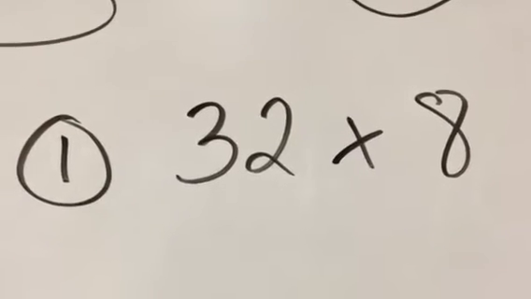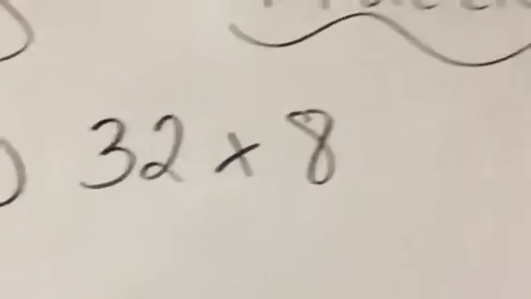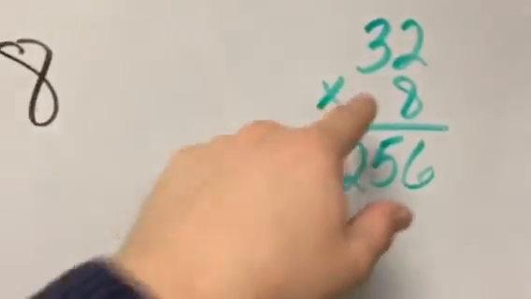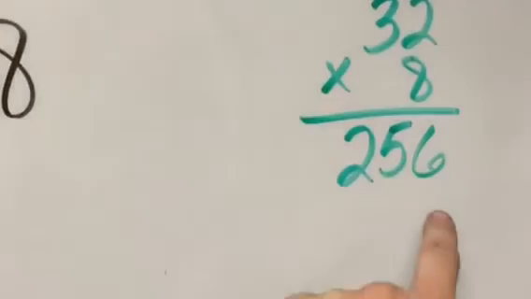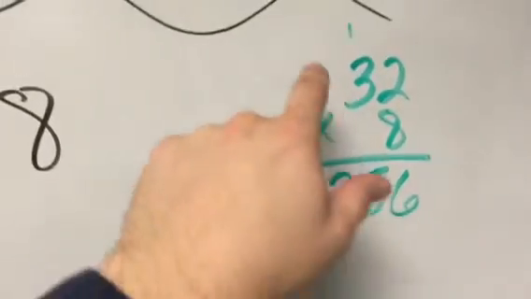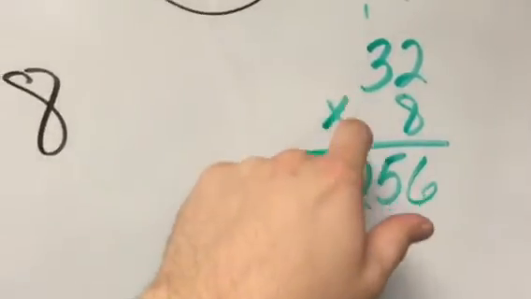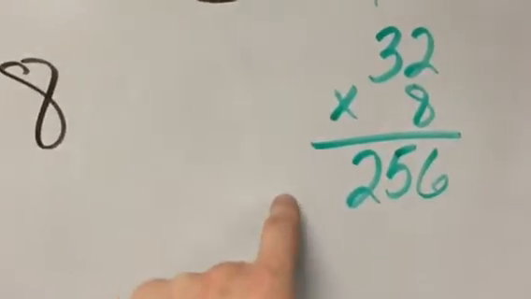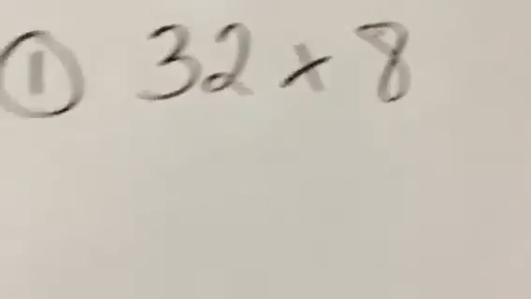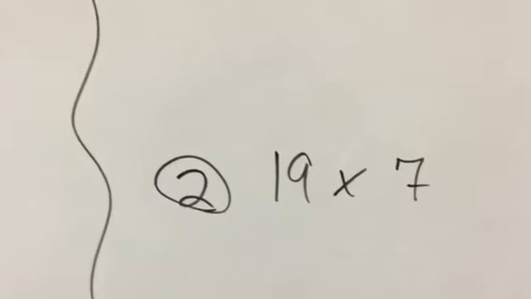Hopefully you pause the video. Right. 32 times 8. We take 8 times 2 and get 16. We regroup the 1 over here. 8 times 3 is 24. We add that one more. We get 256. Question 2, 19 times 7.